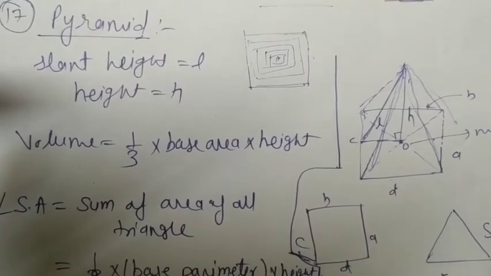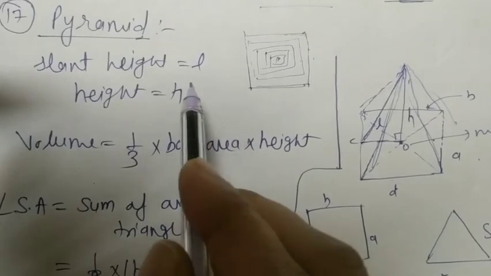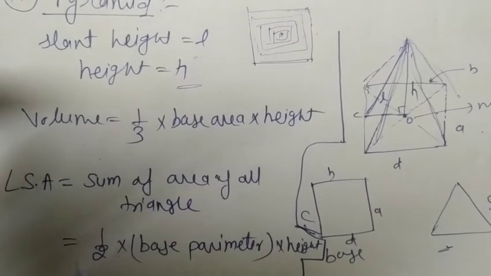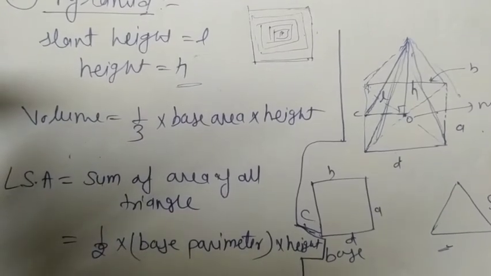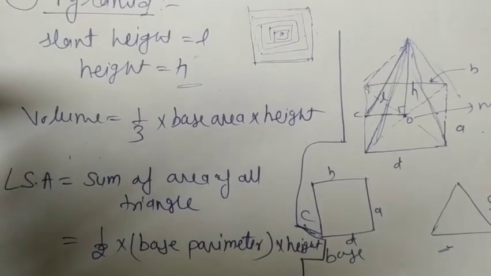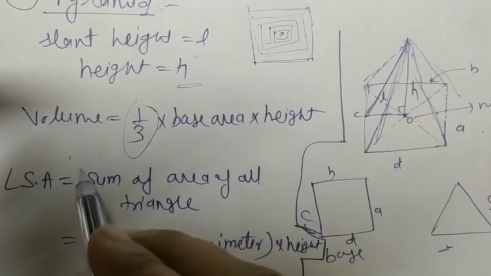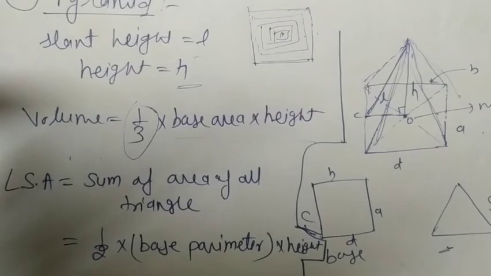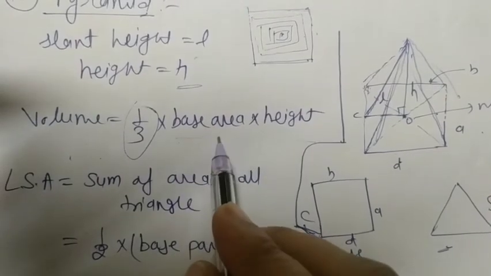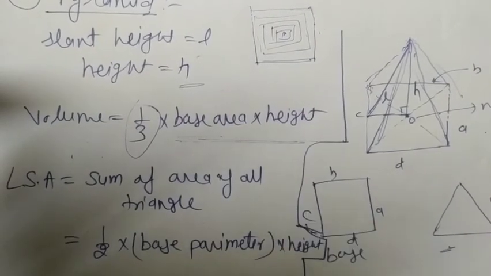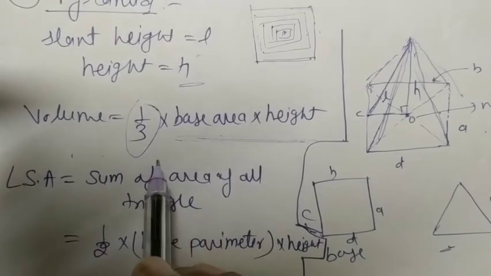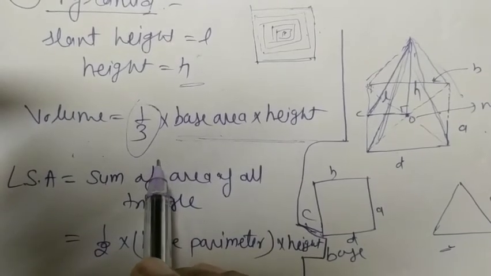There will be some slant height, similar to a cone, and a direct height. And the volume will be similar to a cylinder. The volume will be 1/3 of the direct volume, that is base area into height. That gives you the volume of a cylinder or the volume of a prism. Taking just 1/3 of that will be the volume of the pyramid.